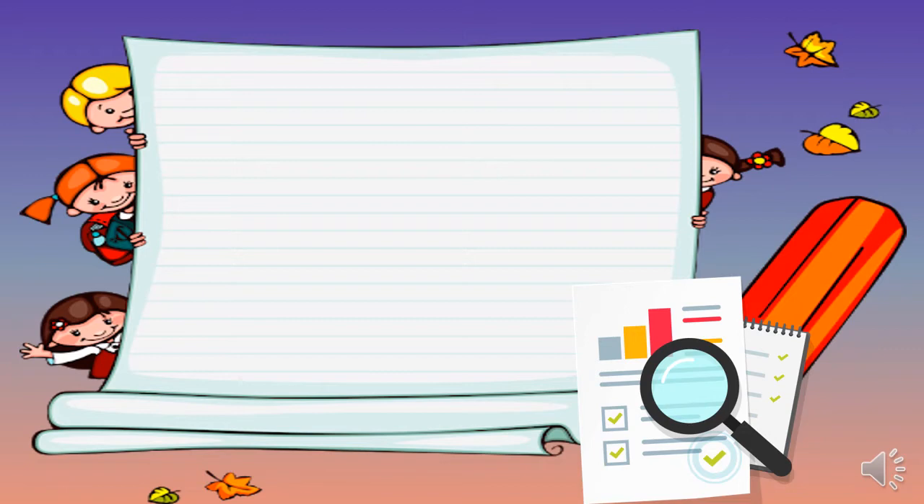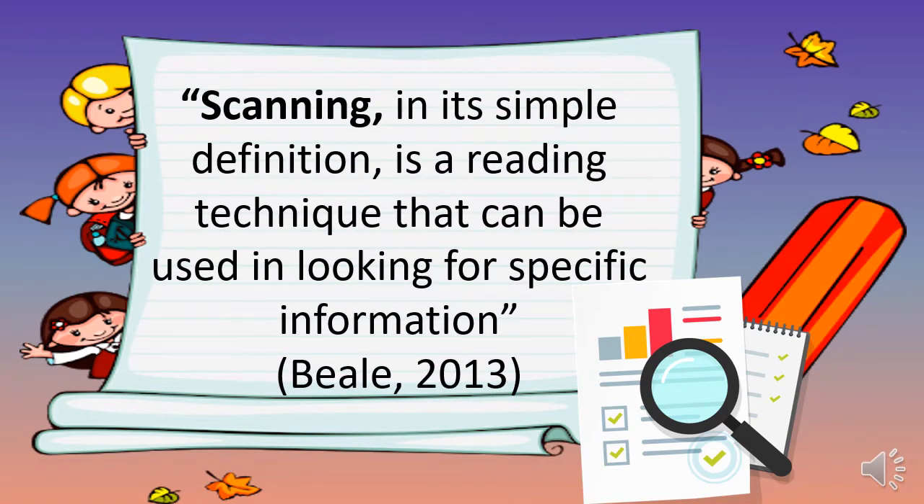Let us start with scanning. According to Bill in the year 2013, scanning, in its simple definition, is a reading technique that can be used in looking for specific information. It means that we will be using this reading strategy if our purpose is to locate specific information in the text that we are reading. I want you to remember that. I repeat, if your purpose in reading is to locate specific information, then use scanning.